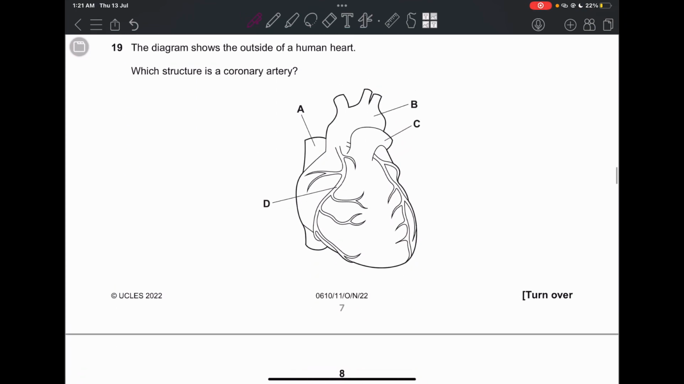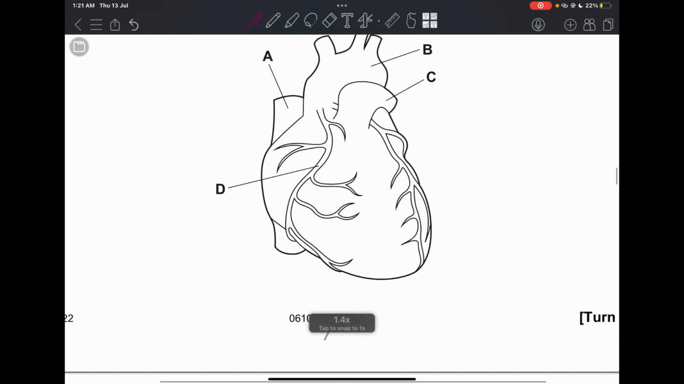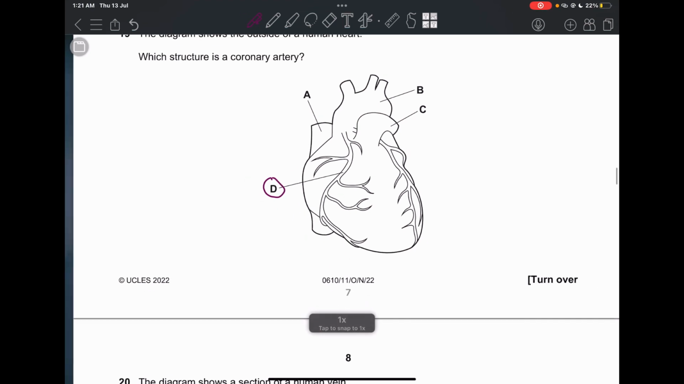19. The diagram shows the outside of a human heart. Which structure is the coronary artery? We know that the coronary arteries provide oxygen and nutrients to the heart. So it is over here. We know that this is the coronary artery.